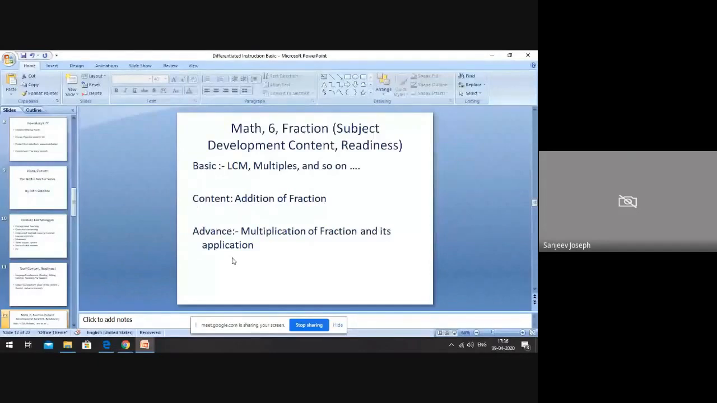If the content is addition of fractions, how do we add fractions? I see the children's level, and if needed, I go to some basic things which I put on the right side of the board. If needed, I explain LCM. What is the meaning of LCM? Many children may not know that basic. And then multiples, and suppose we go a little more basic than that before LCM, maybe in the numbers, if they don't know.